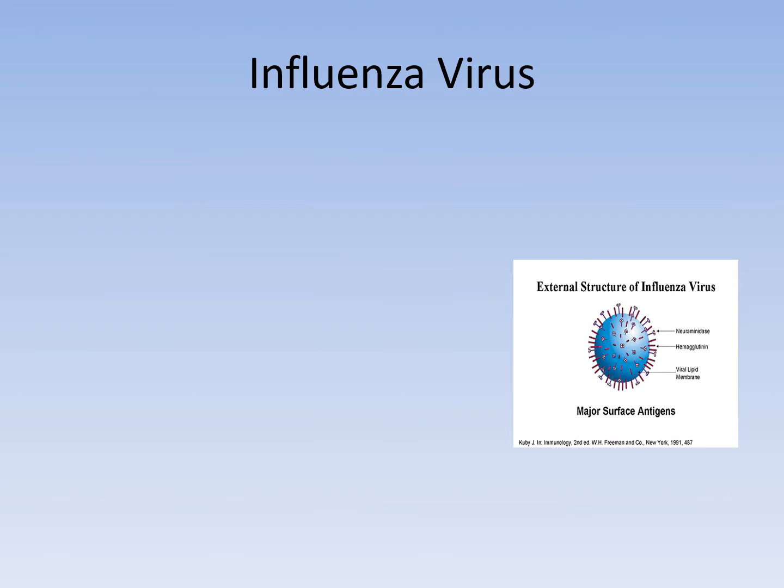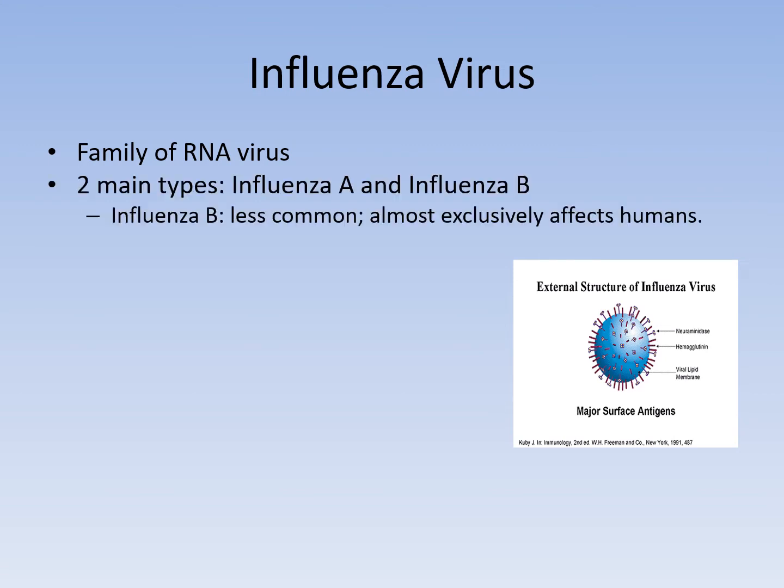Influenza is a family of RNA virus, actually just like coronavirus. Influenza viruses have a negative sense single-strand RNA genome. The negative sense genome means that it can be used as a template to synthesize messenger RNA or mRNA. There are two main types that cause human disease, influenza A and B. Influenza B is less common and almost exclusively affects humans. There is actually an influenza C as well, which causes very mild illness among humans, and there's an influenza D, which predominantly affects cattle but is not known to affect humans.